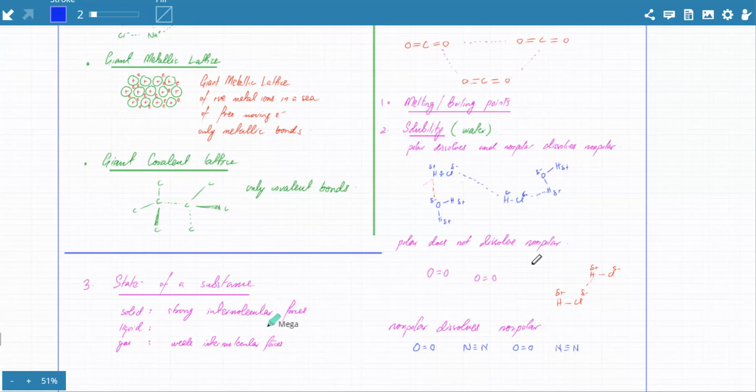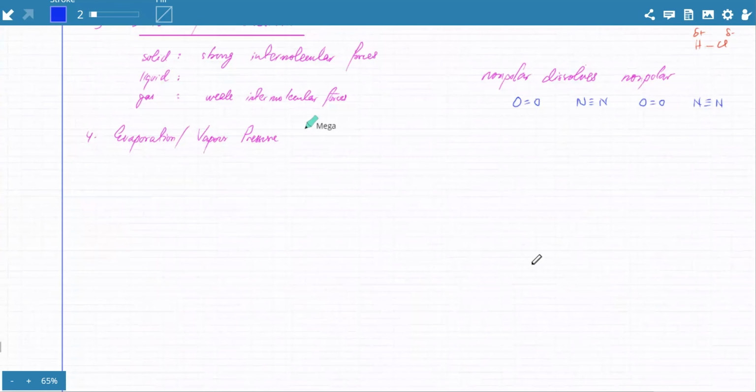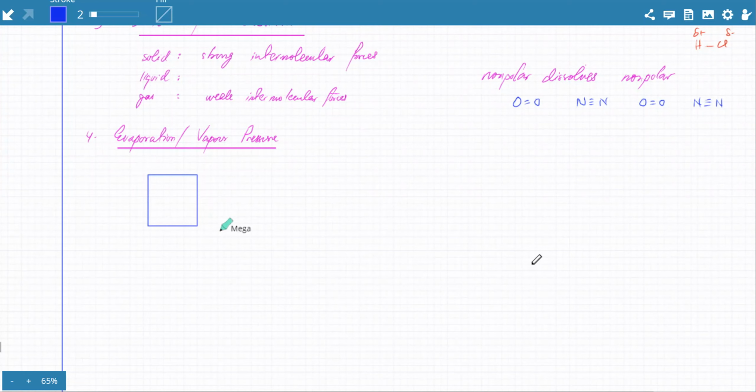So another thing that depends on intermolecular forces is the rate of evaporation. Evaporation, and also there's a thing called the vapor pressure. Do you know what the vapor pressure is? Amal, any idea about vapor pressure? No, we haven't done that yet.